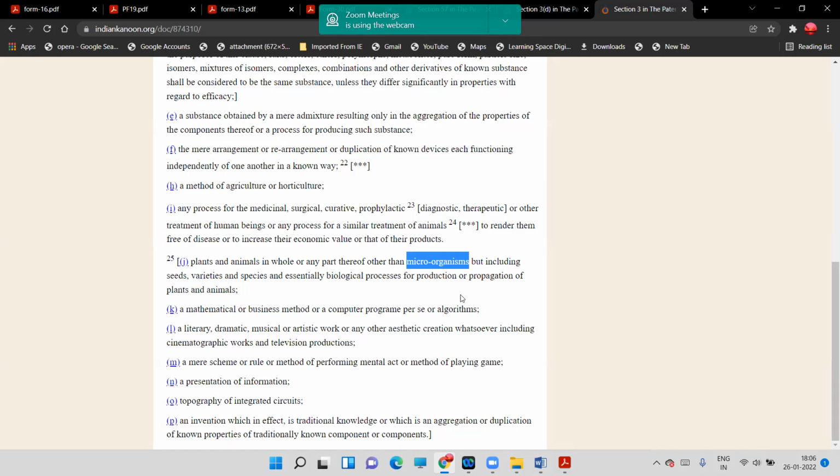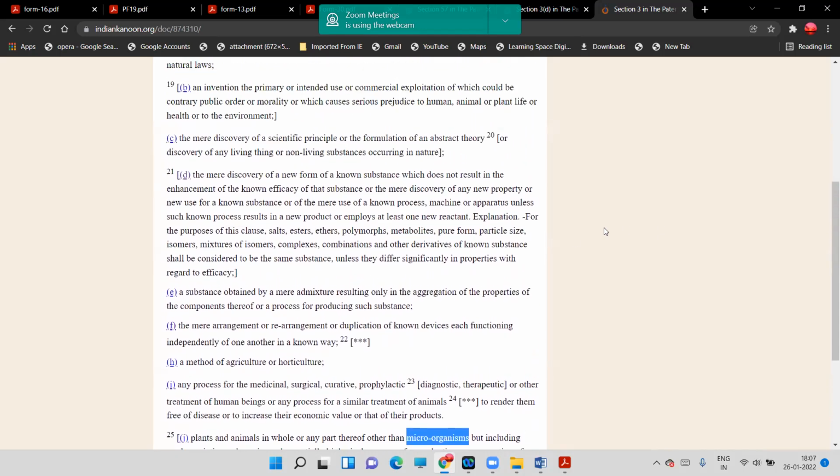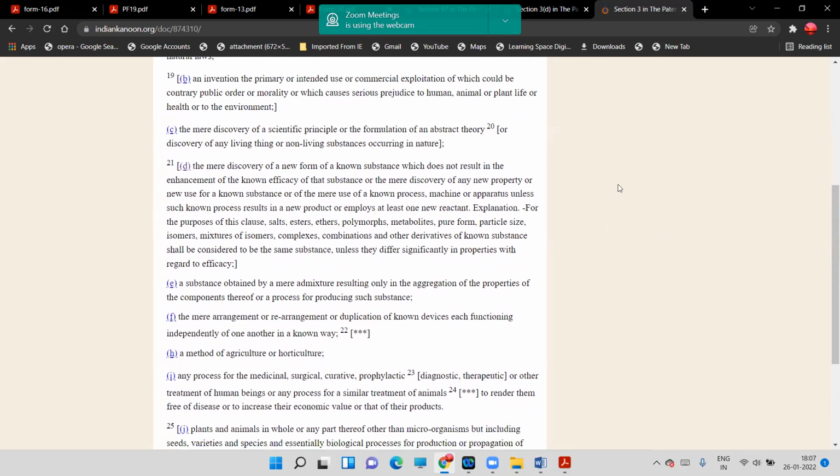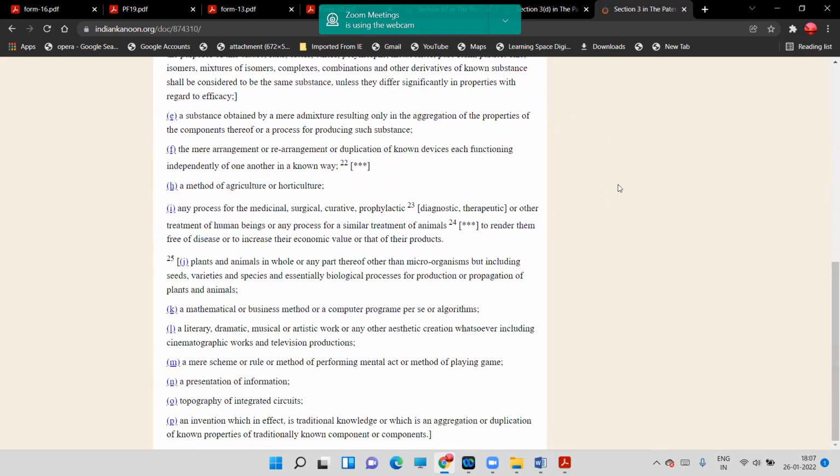To modify existing. If someone discovered the existing microorganism, then it is called a discovery. And when वो modify, 3C के अंदर जाएगा, right? हाँ, 3J भी लगेगा उसमें. 3C, the mere discovery of a scientific principle or the formulation of an abstract theory. हाँ, of any living thing. Right, C.